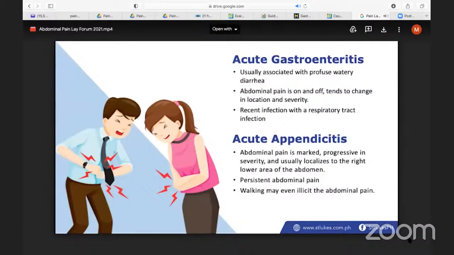Major differences between a viral gastroenteritis and appendicitis are the profuse watery diarrhea associated with crampy and intermittent abdominal pain inconsistent in location in gastroenteritis, versus the much more severe, progressive, and persistent abdominal pain that usually localizes to the right lower part of the abdomen in appendicitis. In addition, viral gastroenteritis is often associated with a previous or ongoing respiratory tract infection.